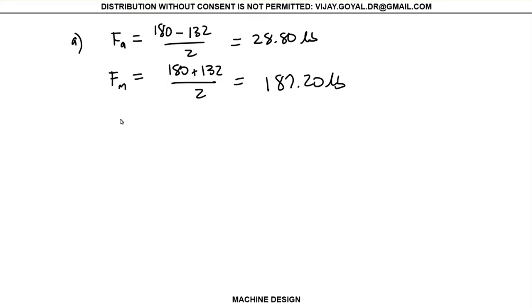Then from here, I can find the value of my tau A and my tau M.